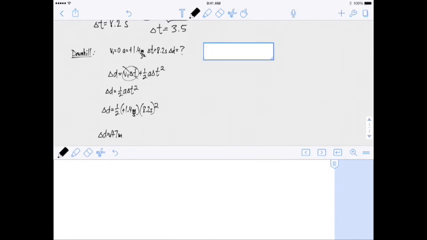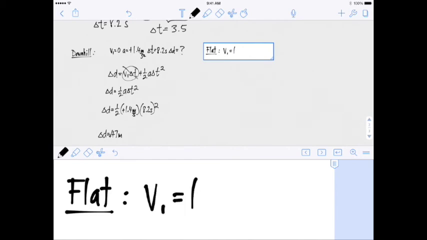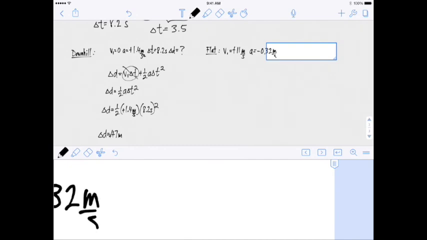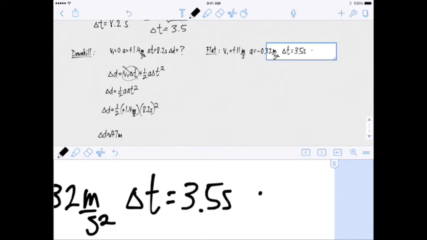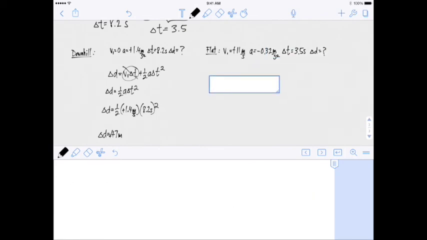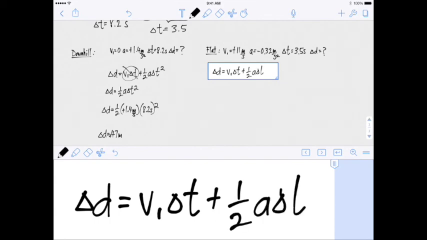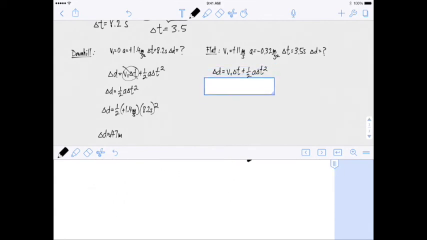Along the flat component, the initial speed is positive 11. The acceleration is negative 0.32 meters per second squared. The time is 3.5 seconds. And we want to find delta d. Again, we can use the third equation. This time, the equation doesn't simplify, so we have to sub in all of the variables.